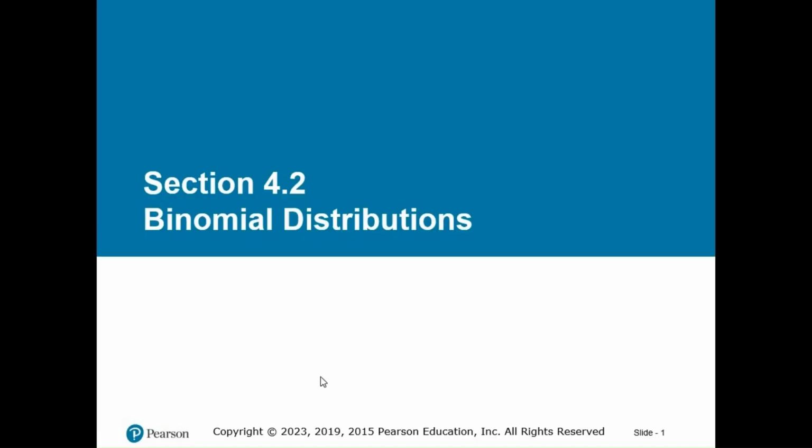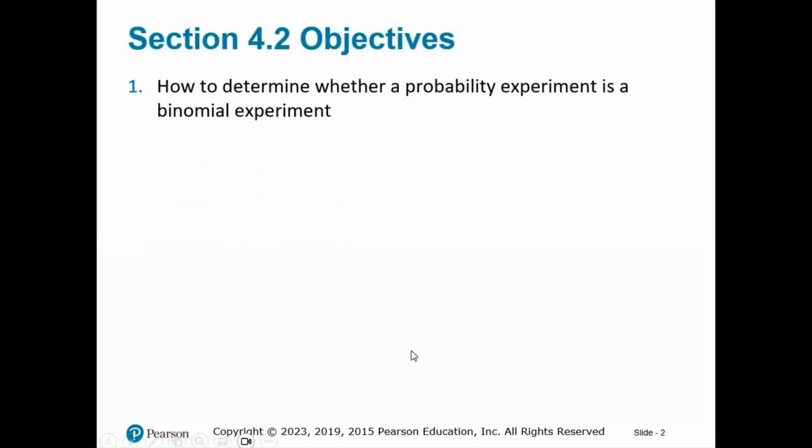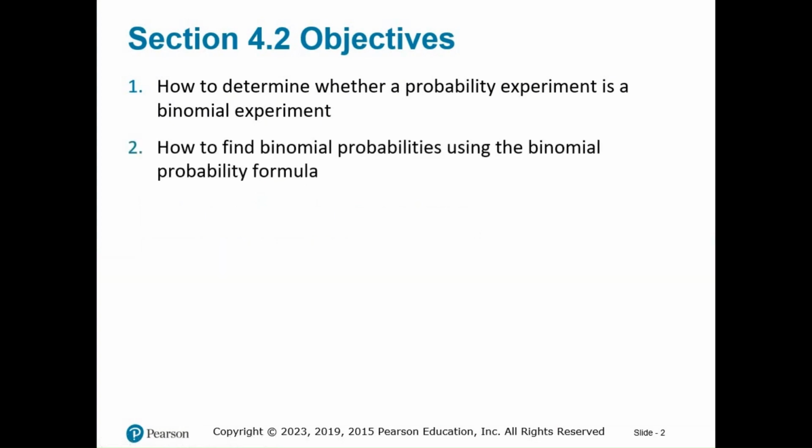Welcome to the video for Chapter 4, Section 2. Today we're going to be talking about a specific type of discrete probability called a binomial distribution. Here's what we're going to learn today. How to determine whether a probability experiment is a binomial experiment. How to find binomial probabilities using the binomial probability formula.